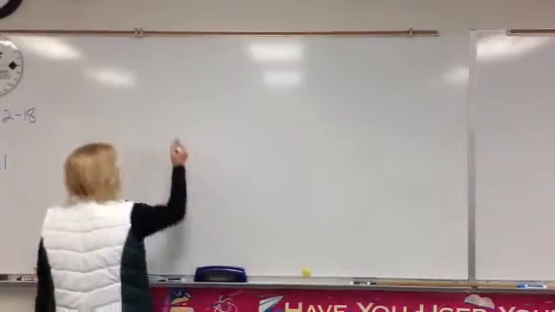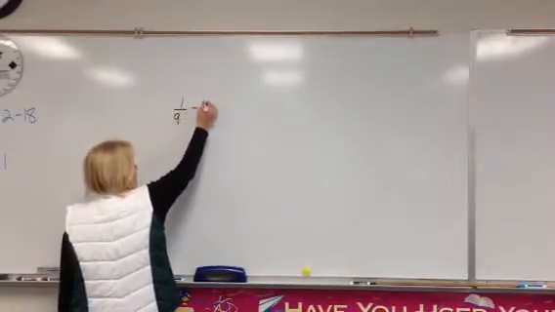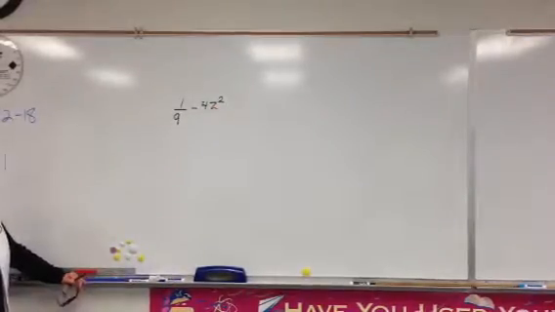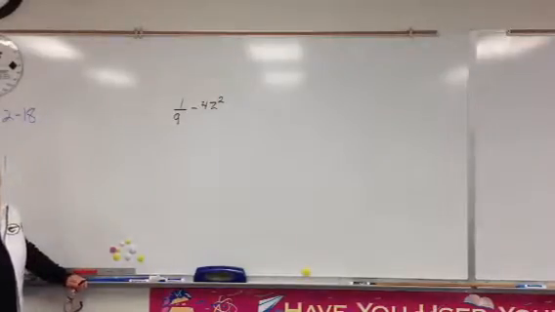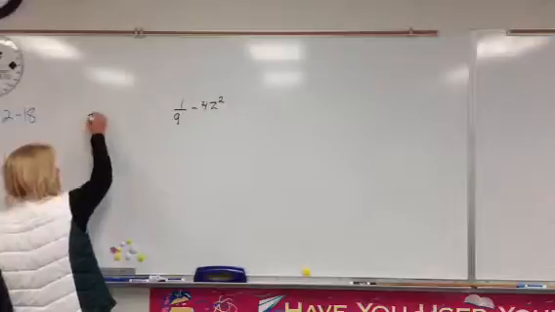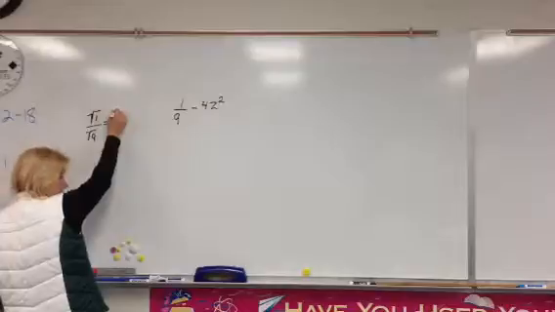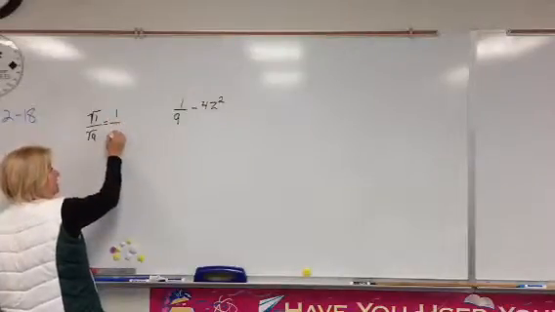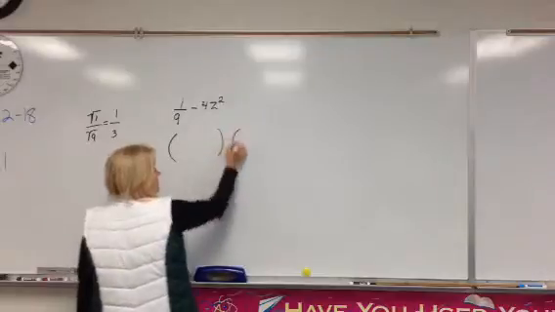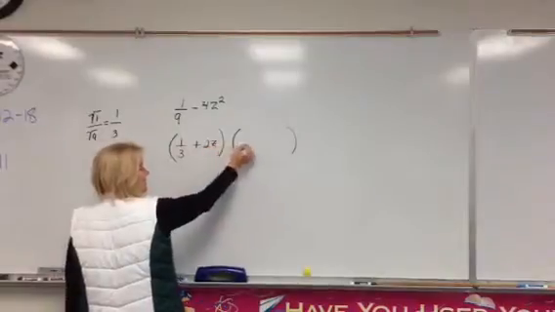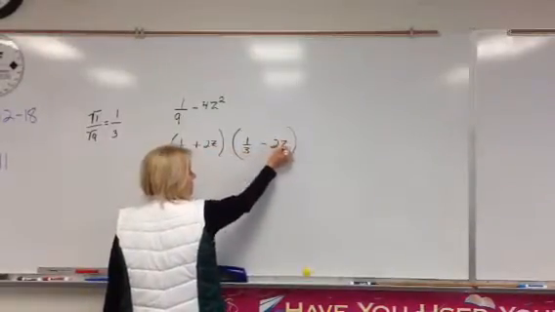You might see fractions. Is 1/9 a perfect square? Yes, it is. Okay. What is the square root of 1/9? 1/3. You just take the square root of the top and the square root of the bottom. Square root of 1 is 1, and the square root of 9 is 3. So this one is going to be 1/3 plus 2z, 1/3 minus 2z.